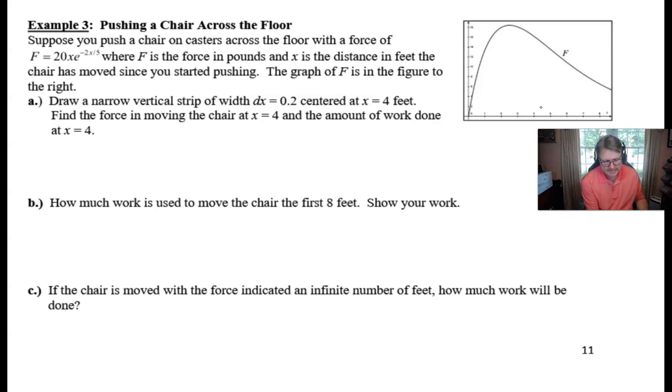So for part A, it says that we want to draw a narrow vertical strip of width dx equaling 0.2, and we'd like to center that at x equal 4. Well, if I just look right up there, x equal 4 is just right about there, and let's call this rectangle having a width here of 0.2. Now, it's probably not drawn to scale, but I wanted to make sure that we could at least interpret it and see its meaning. So that's what we have here for that particular width.